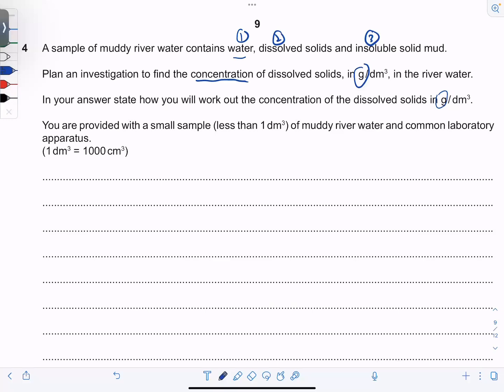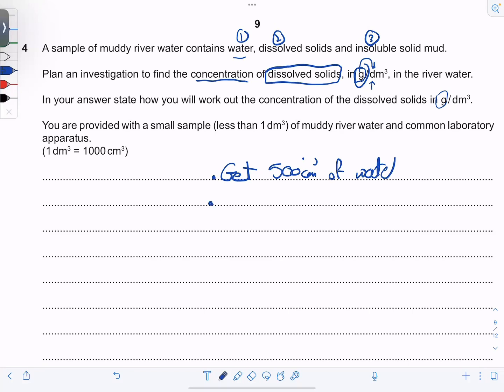Well, what does he want? This man simply wants to know the concentration of the dissolved solids in a sample of water in gram per decimeter cubed. That means he wants to know how many grams are dissolved in 1 decimeter cubed. Okay? Well, how can we do that? First, we need to get a specific volume of water. Okay? We can say get 500 centimeter cubed, for example, of river water.